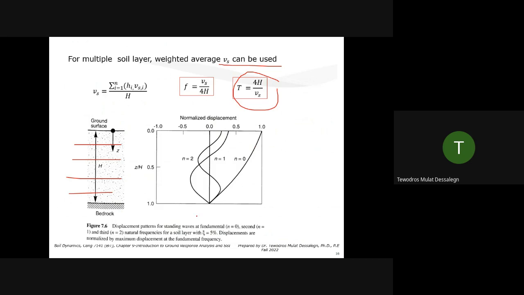You can see for n equals 0, that's the first mode. This is a normalized displacement plot with depth. N equals 0, the first mode, is the largest one. It's like a cantilever deformation. Second mode, n equals 1 and n equals 2, have more oscillation. This is like a beam. It's like considering a soil column and analyzing wave propagation. It's kind of similar to a cantilever beam, even if it's not identical.